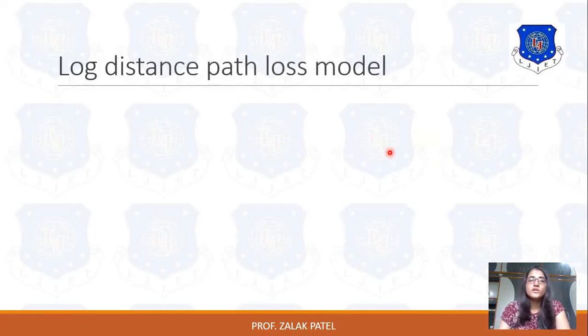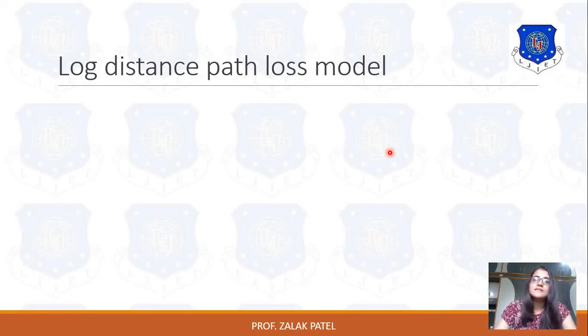This is our fourth model, the log distance path loss model. Already we have discussed three models earlier. First is the free space propagation model, then the reflection model, and third one is the knife edge diffraction model. This model is our fourth model of the four different wireless models, the log distance path loss model.